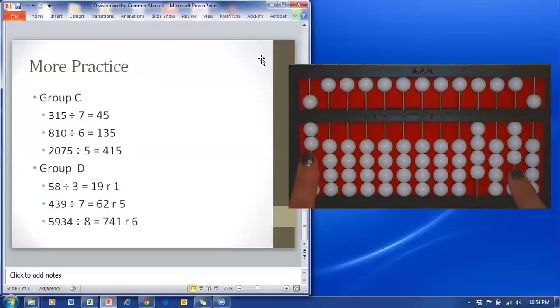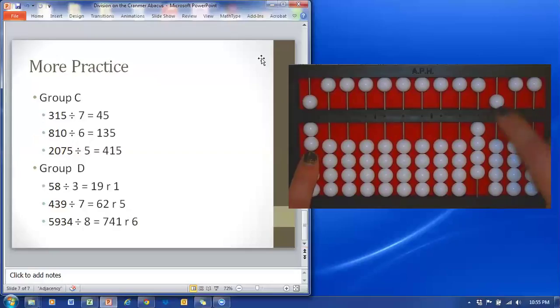Okay, now 7's not going to go into the 3, but 7 will go into 35, so my right index finger's on the 5. It'll go in there 5 times. Move 2 columns to the left and place that 5. 7 times 5 is 35. Subtract off the 35. My answer is 45. Remainder of 0.